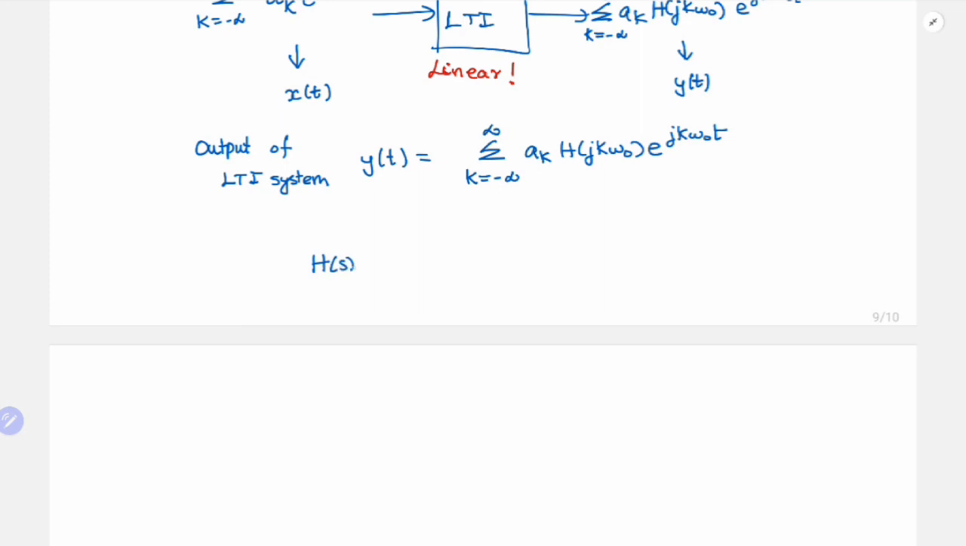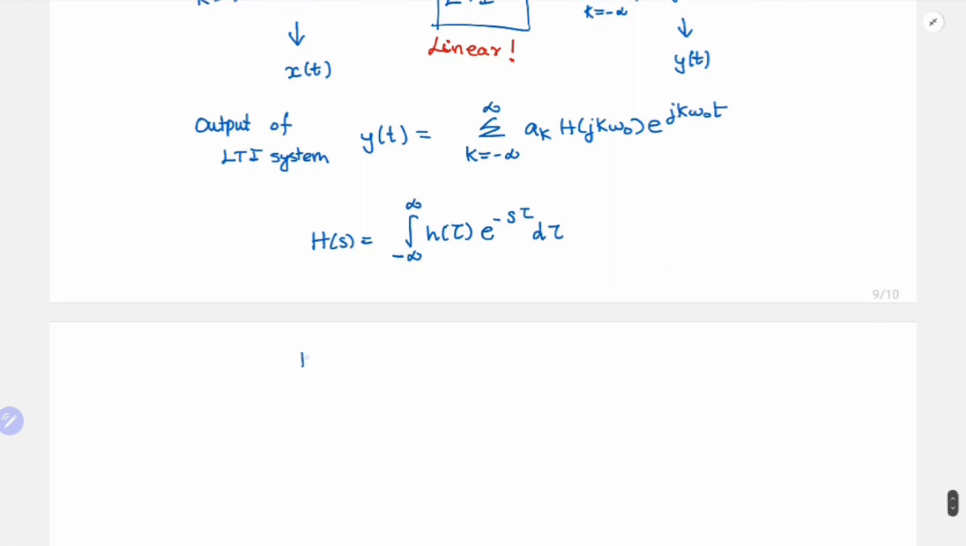We already know h of s, right? So h of s is nothing but it is related to the impulse response h of t. So it is integral h of tau e power minus s tau d tau. Right? From the convolution we got this. So h of jk omega naught is nothing but replacing s with jk omega naught: integral from minus infinity to infinity h of tau e power minus jk omega naught tau d tau.